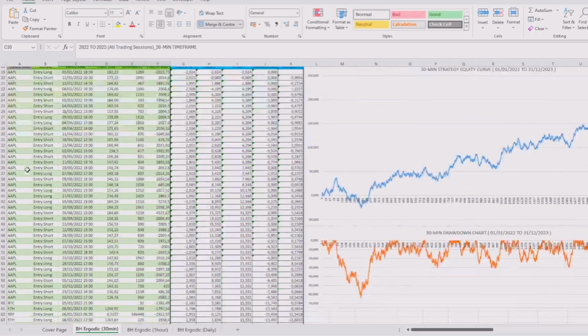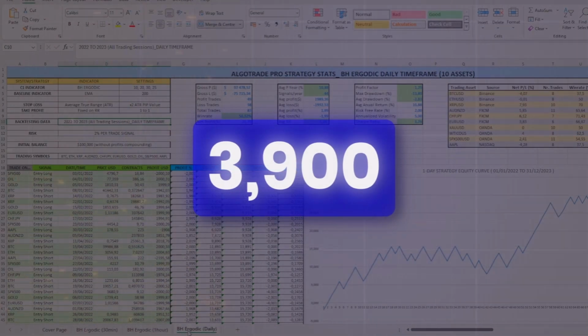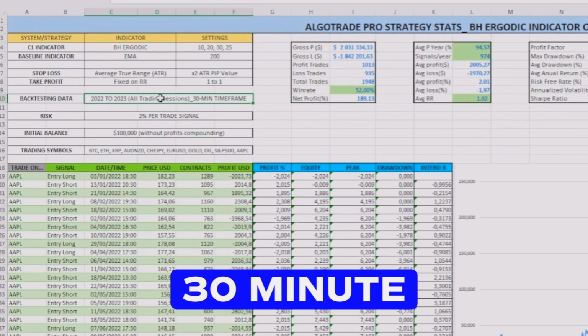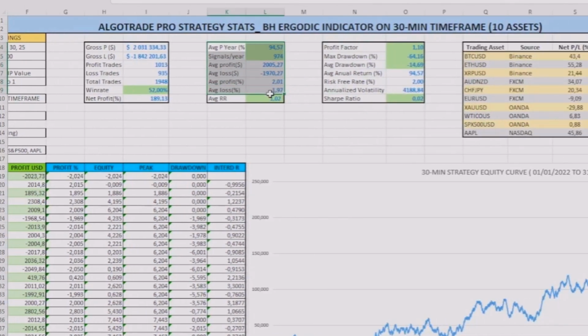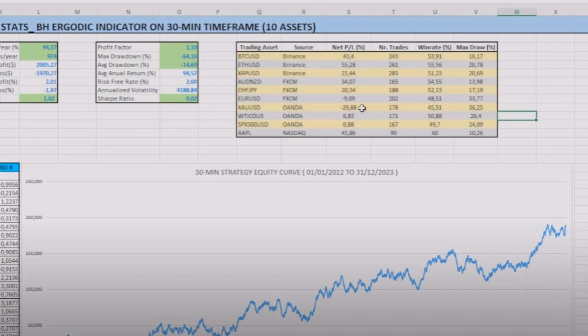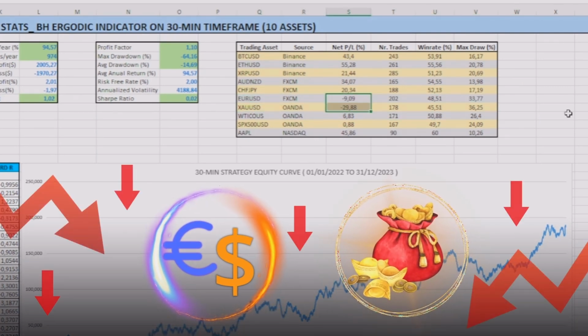After inserting all the trades into my trading journal, I got an analysis of about 3,900 trades across the 3 different timeframes. In the 30-minute one, after more than 1,900 trades, the BH Ergodic got a win rate of 52% with a net profit of 189%. Here we have got some other stats, and in this table you can analyze the results of every single asset, where only the Euro-USD pair and the gold assets were unprofitable.